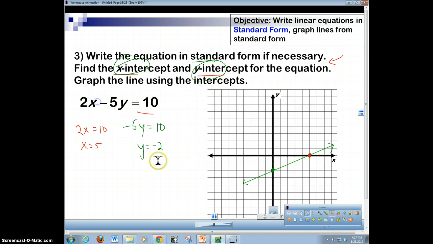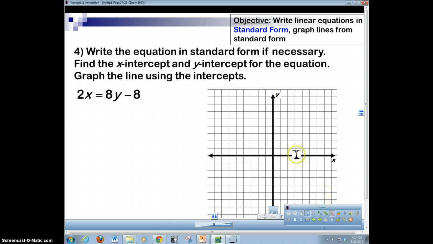Let's try another. Number 4. Okay, so number 4, we're going to first put it in standard form, so I need to subtract 8y.